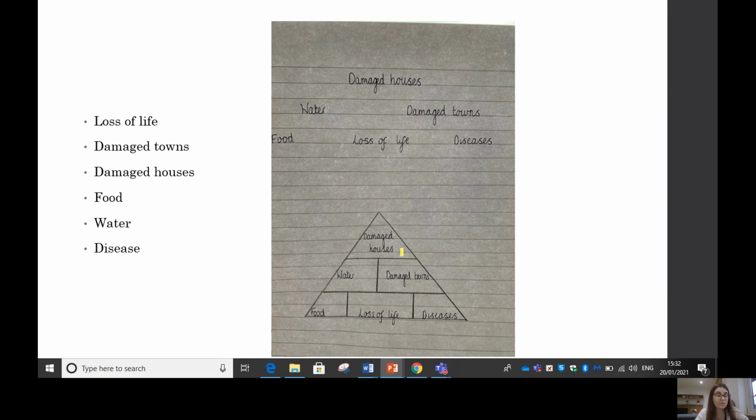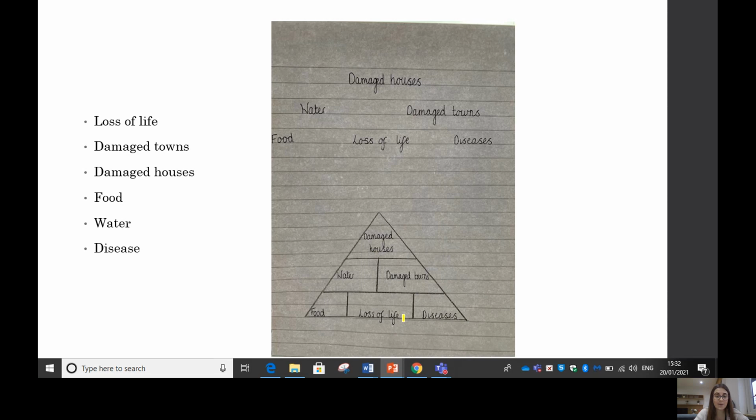I think that damaged houses are the most challenging effect to deal with because you have to deal with lots of homeless people, which is a long-term effect, and it can lead to the spread of diseases because people are crammed together. So I've gone for damaged houses at the top because it kind of leads to a lot more of the human effects. I then put these 2 water and damaged towns on my middle row. And then on my bottom, I have food, loss of life, and diseases.